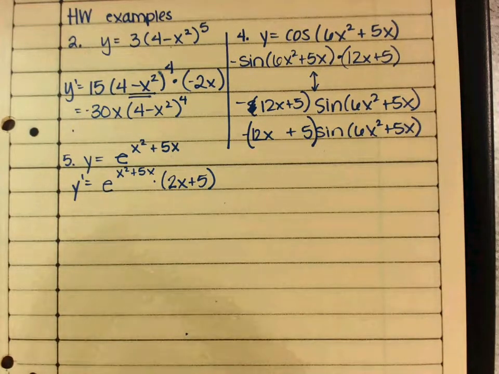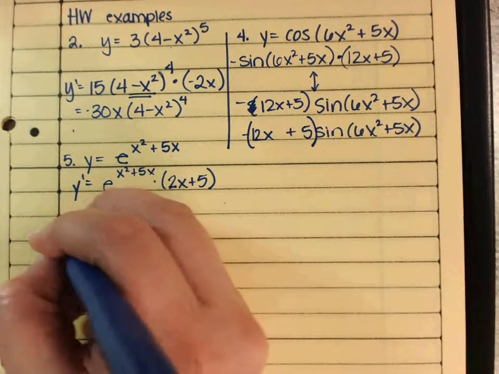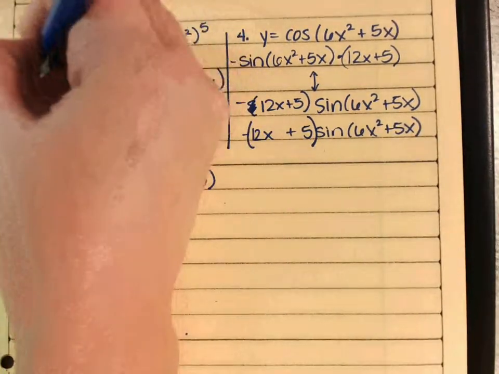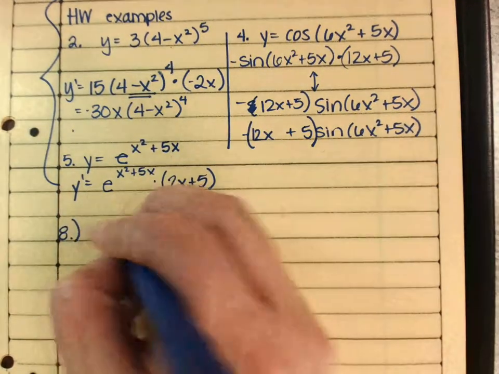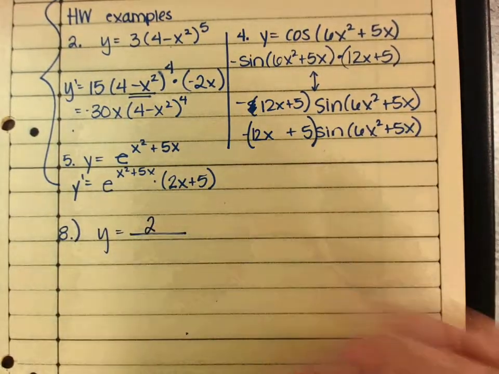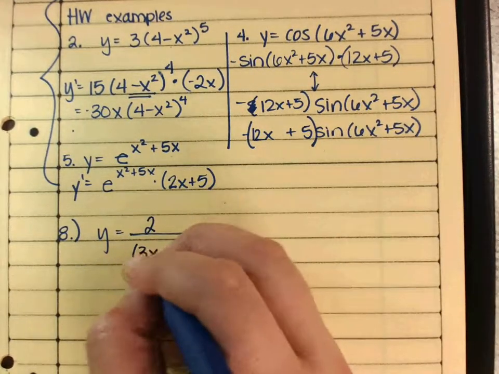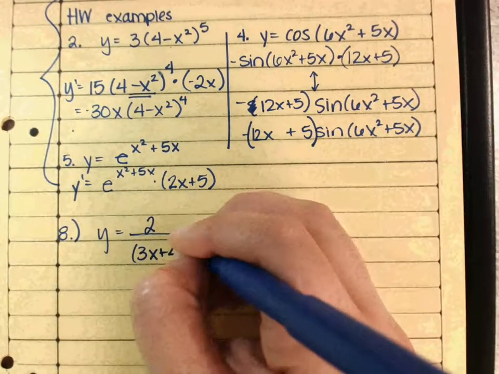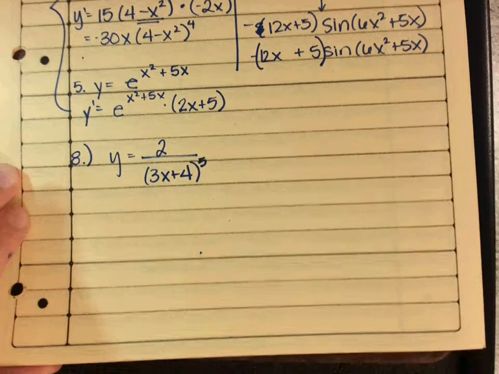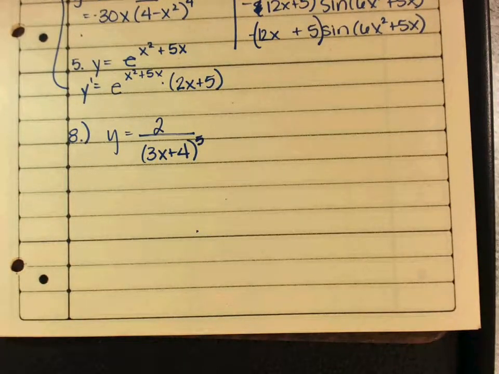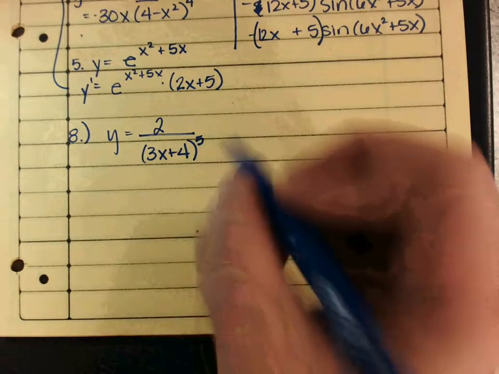Next one that we're going to do, so this is number 8 in your notes, is y equals 2 divided by 3x plus 4 to the 5th power. Now, when you look at that, you might think, oh, that's quotient rule. Okay, could you do quotient rule? Yes. That's going to be way harder. The easier thing for you to do would be to rewrite it.